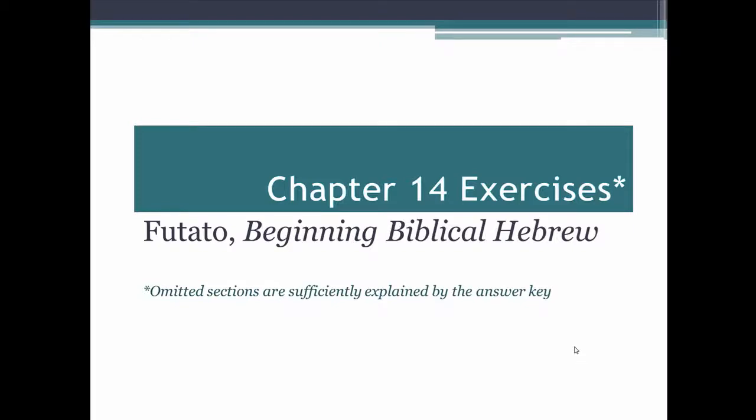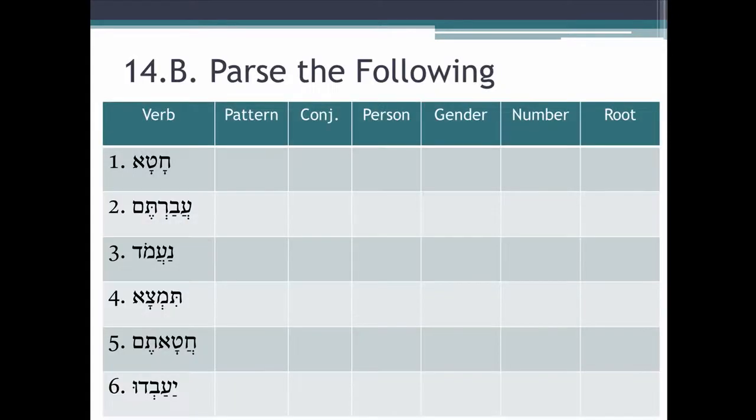These are the exercises for Futato chapter 14, again noting that omitted sections in the exercises are sufficiently explained by the answer key. 14b, we have parsing, so we need to parse the following.